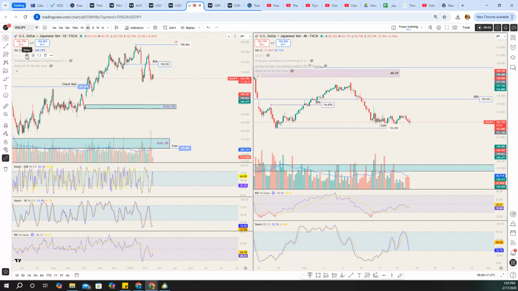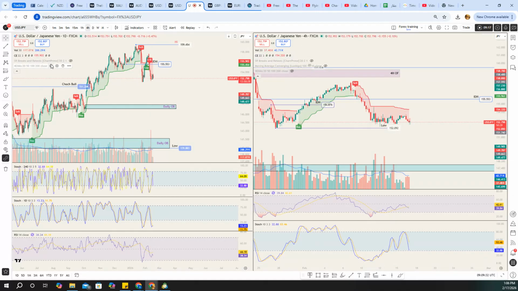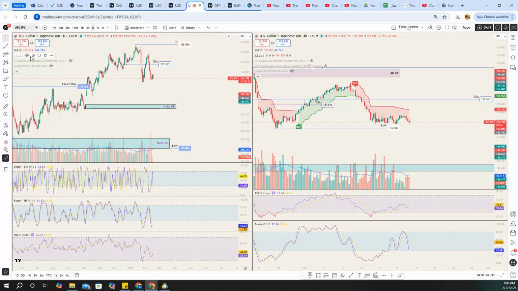Let's check now the chandelier. The chandelier, although it is not within our plan to have the daily within our trade, but it's better. So it is a sell direction on the daily. It is a sell direction on the 4-hour.